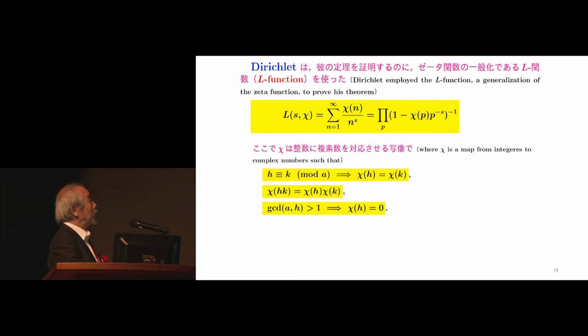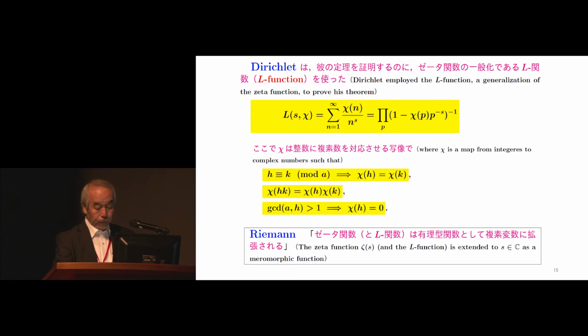Again, there is the product. And by using this nature of the L function, he proved that the primes of the form ak plus b exist in infinite number. And after that, Riemann proved that the zeta function, and then the L function, is extended to s in C as a meromorphic function.